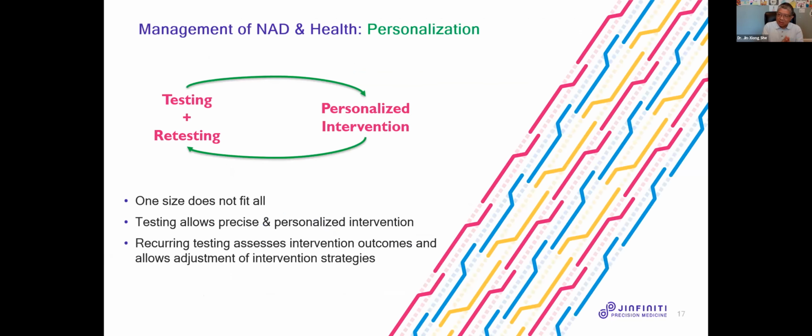So I want to leave you with this slide. I think if you really want to manage your NAD or manage your health, personalization is really the key. You really have to personalize. In order to personalize, you have to test, and then you have to take a personalized intervention. And after the intervention, you have to retest again. So this testing, personalized intervention, retesting paradigm is so critical. I cannot emphasize it more if we really want to have good efficacy, good outcomes. There is no one-size-fits-all solution.